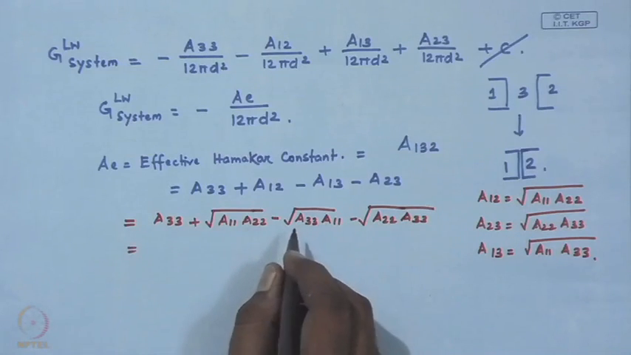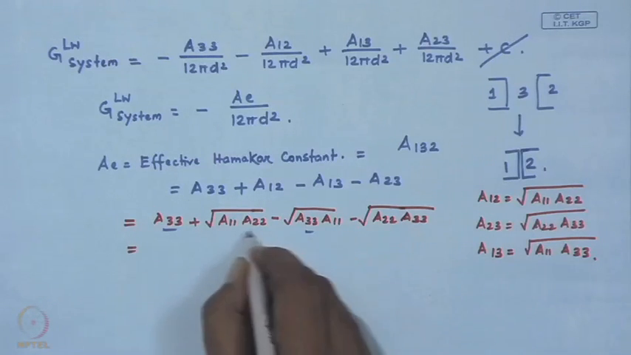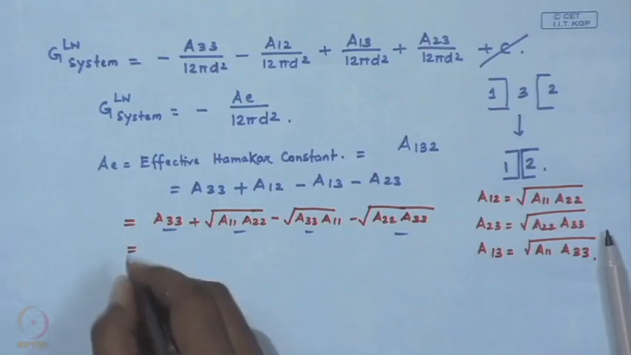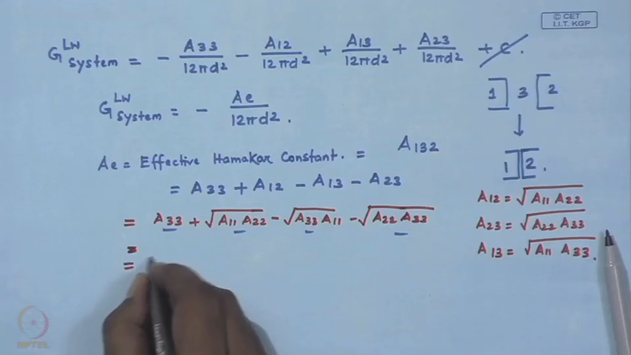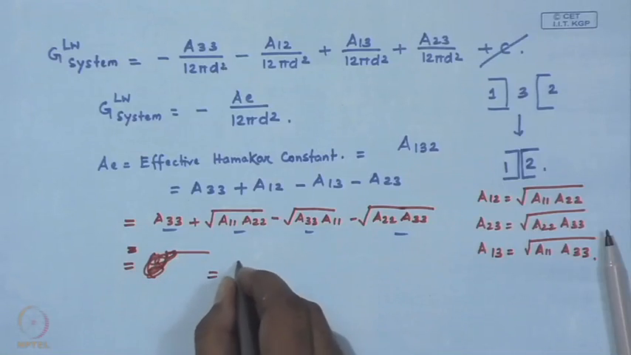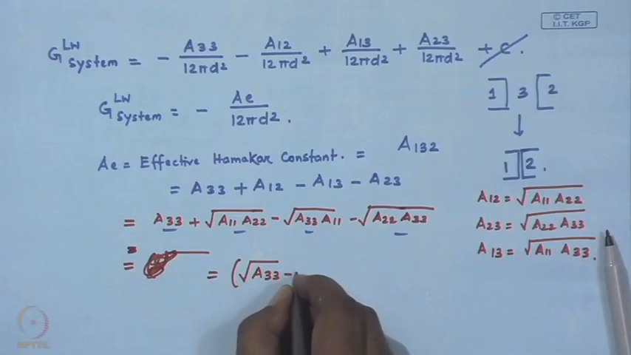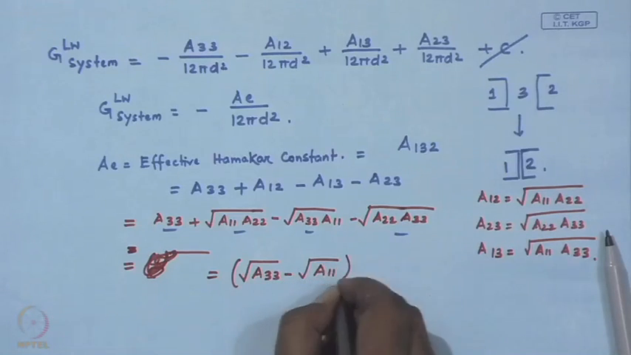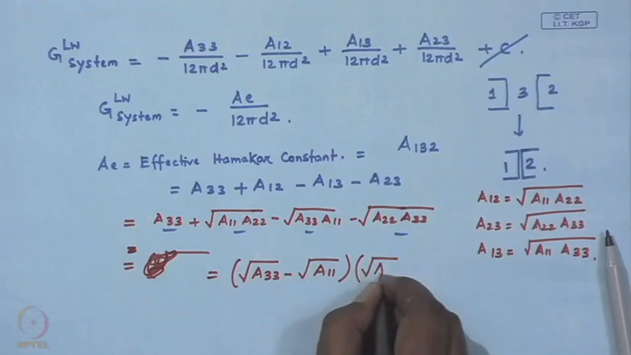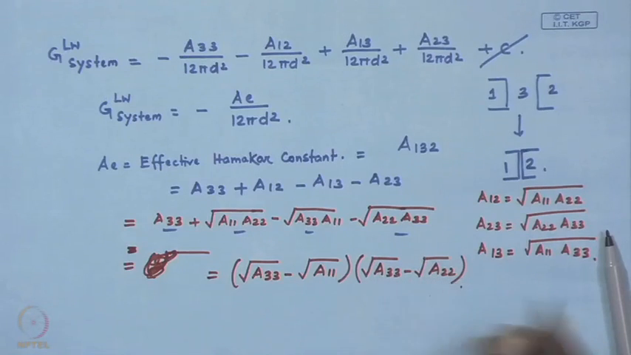you just have to consider the first term and third term, you club the first and the third term together, and the second and the fourth term together. What you get, if you do the simplification, is an expression like this. This is the effective Hamaker constant.